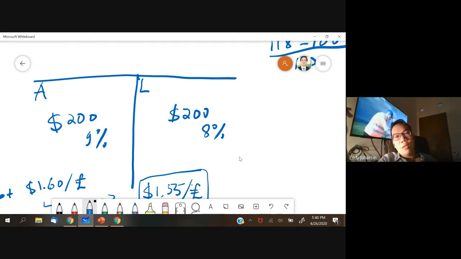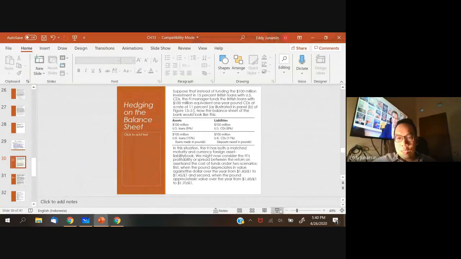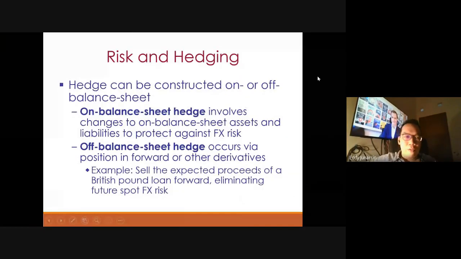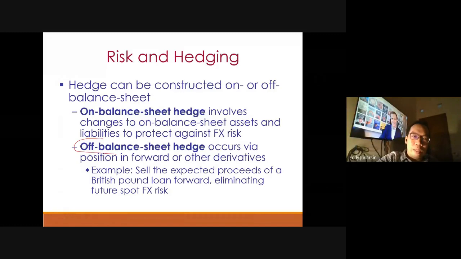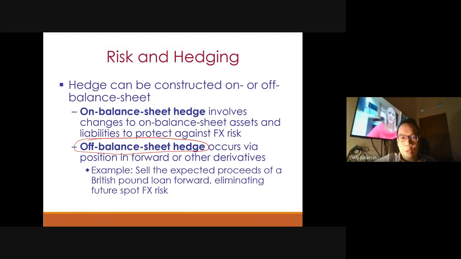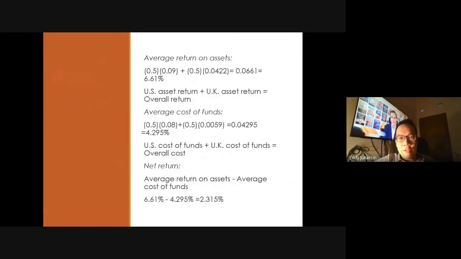So maybe we can do it as best as possible. We try to match them at the maximum level, but still we have the remaining amount, right? So the remaining amount has to be managed using the derivative instruments that we're going to see right now. Okay, so the second type of hedging would be the off balance sheet, right? Off balance sheet hedging. So we are using the derivative transaction.